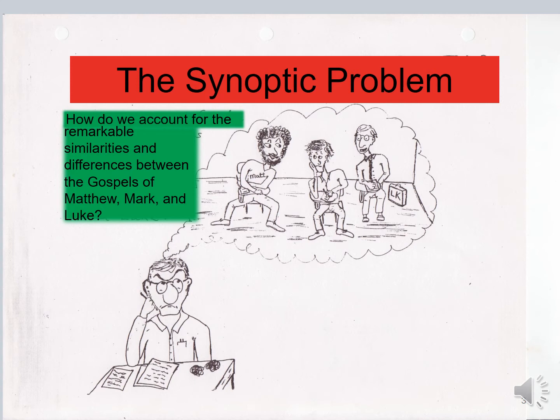But the kind of similarities we're talking about are similarities at the level of actual wording. The same words, the same word order, sometimes the same arrangement of one story after another, and then at the same time, the same story told in the same way with the same words appears in very different places in the Gospels. So what is really going on here?